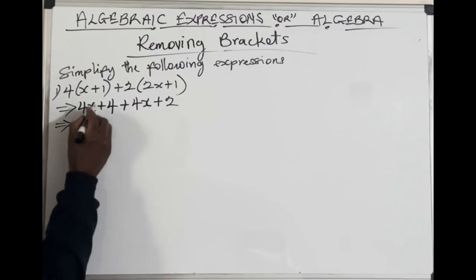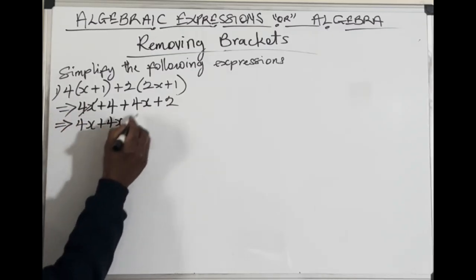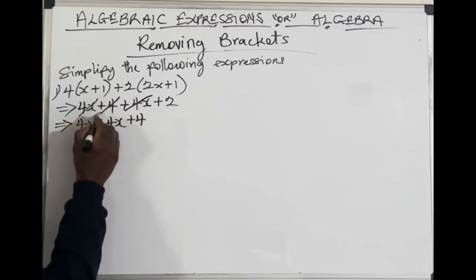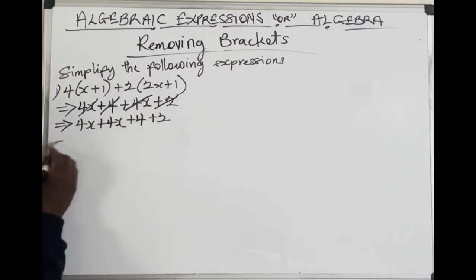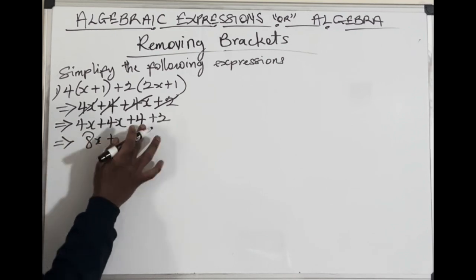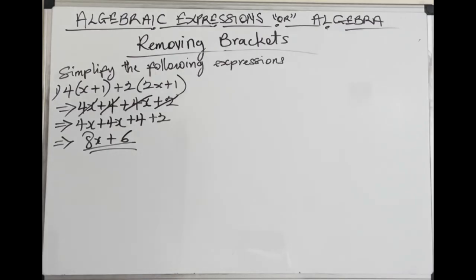4s, we cancel, plus 4s, take it off, plus 4, take it off, plus 2, take it off. Finally, 4 plus 4 is 8, there is x, and plus 4 plus 2 is what? 6. Final answer.